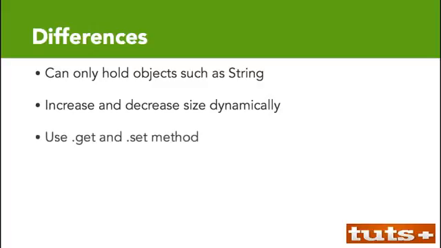If we want to add an element, we just use the .add method. We don't have to worry about the size of the array list. It'll automatically grow as we need it to. And if you want to take away an element or delete an element, you can use the .remove method.